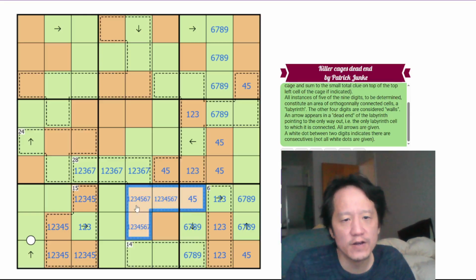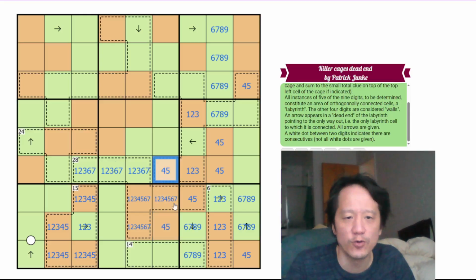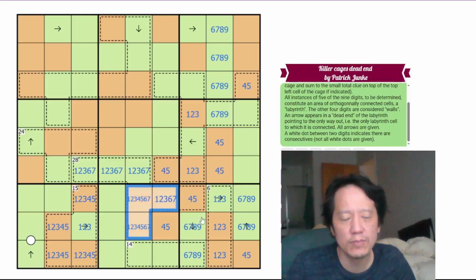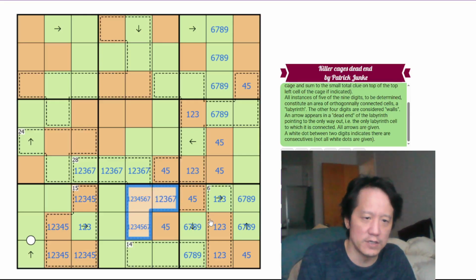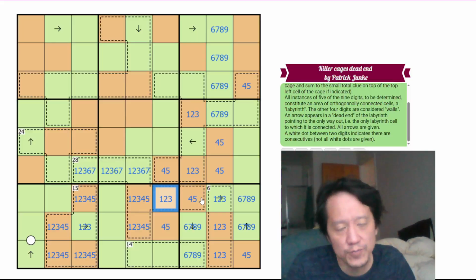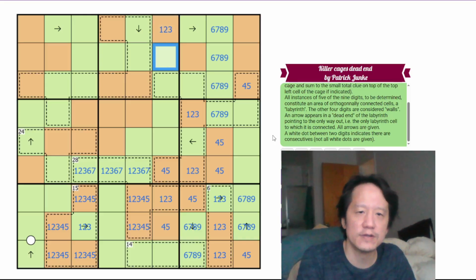One of the 4 5s is already accounted for in this cage. This must be the other 4 5 though. And that 4 5 plus this 4 5 eliminates 4 and 5 in the rest of the column. Also, none of the walls can be 6 or 7. They have to be 1 through 3 with the 4 5. This is also 1 through 3 then.